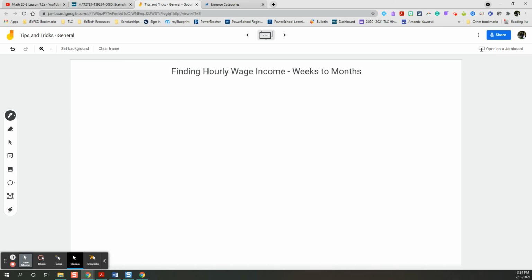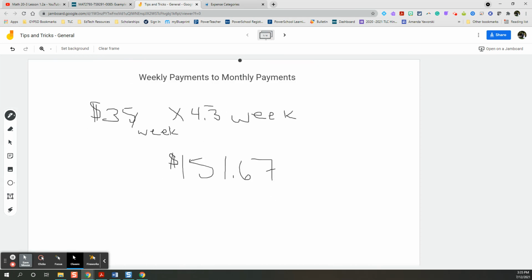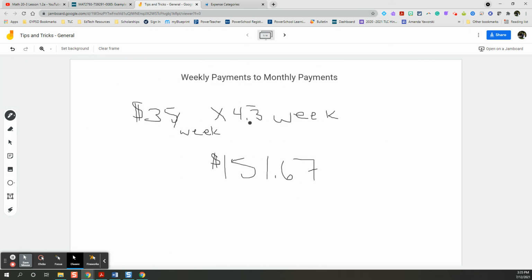What if you needed to calculate an hourly wage? So let's say you needed to quickly calculate an hourly wage. Let's say that your hourly wage is about $9.50 an hour. So you make $9.50 an hour. Let's say you work 10 hours in that average week. And then again, remember from our weekly payments to monthly payments, we would multiply by 4.3 repeating.